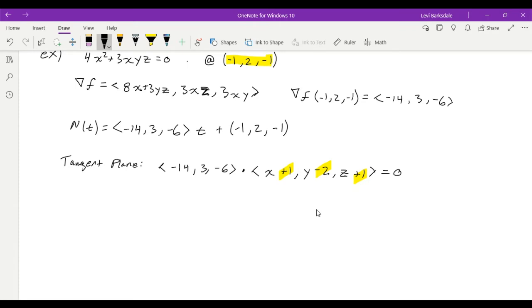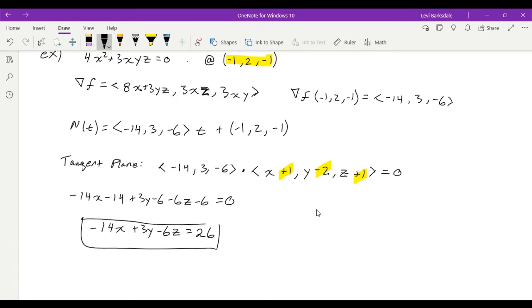Now, if we take this dot product, we get -14x minus 14 plus 3y minus 6 minus 6z minus 6 equals 0. And we can, of course, rewrite that as -14x plus 3y minus 6z is equal to 26. And this could be our final answer. Actually, it is our final answer, so we'll just leave it like that. This would be the equation for our tangent plane, and this would give us our normal line.